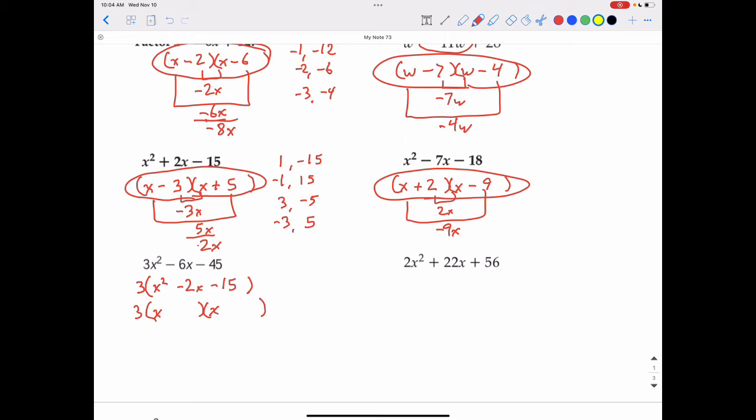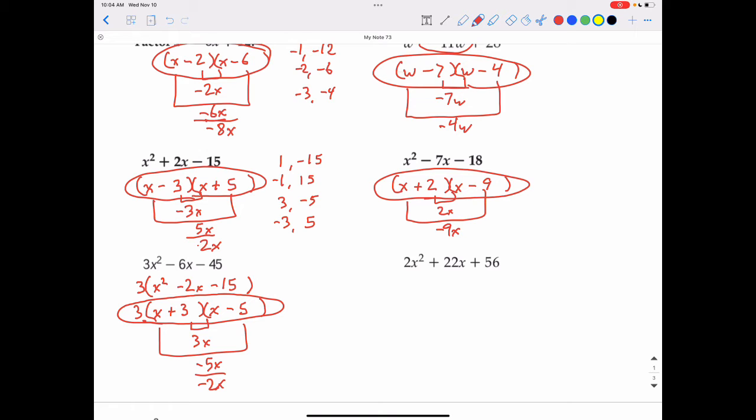Numbers that multiply to be negative 15 would be a positive and a negative, but then add to be negative 2 would have to be positive 3 and negative 5. That multiplies to be negative 15. And you can see that when we check it out, it does add to be negative 2x. So the full factorization includes the 3. Don't forget to bring the 3 down when you do the full factorization.